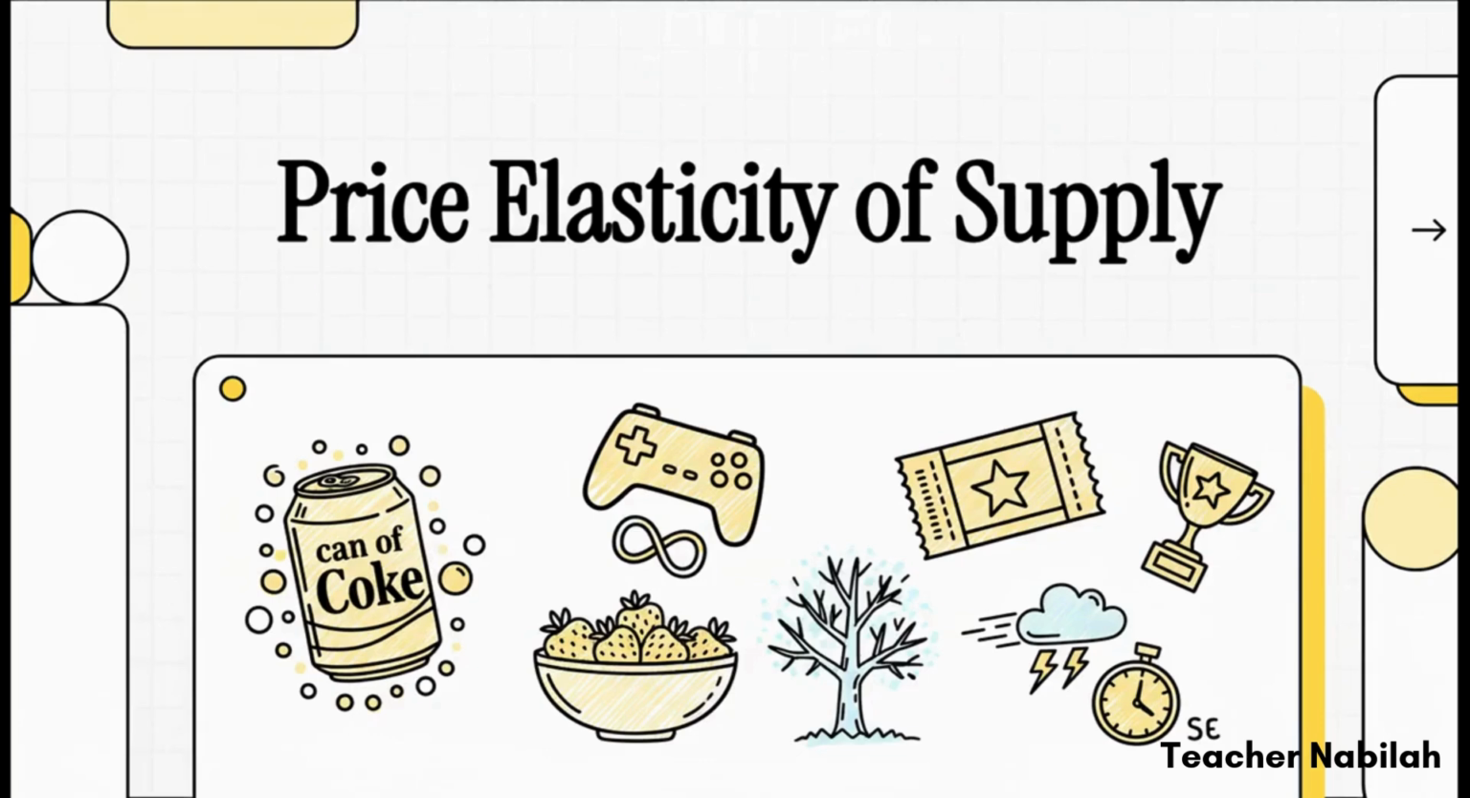Okay, have you ever stopped to wonder why you can pretty much always get your hands on a can of Coke no matter where you are, but trying to snag a ticket to a big championship game feels, well, impossible? Or how about this? Why are digital games basically infinite, but finding fresh strawberries in the middle of winter is a whole different story? Yeah, there's a really cool economic principle behind all of this, so let's dive in.